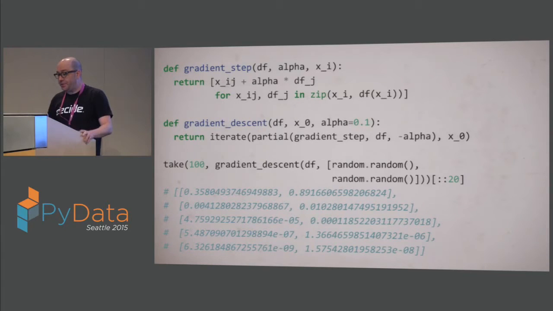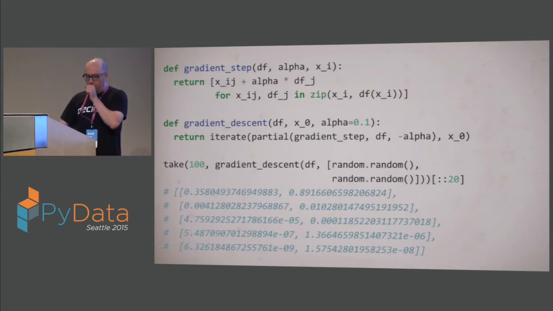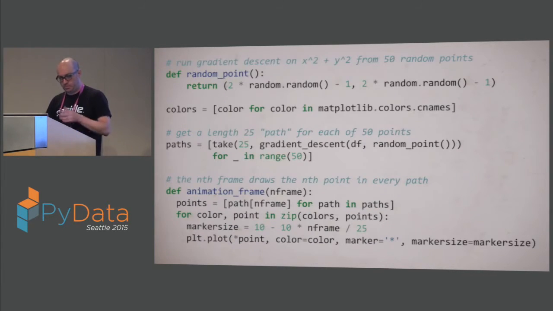So if I give it that function, which is the sum of the squares, start at a random point and say, run it for 100 steps and show me every 20th value. Well, the first value is just somewhere random, 0.35, 0.89. But you can see that it very quickly moves to points that are very close to 0.